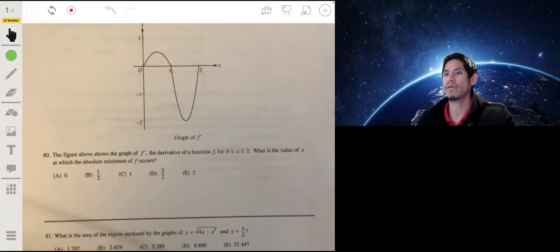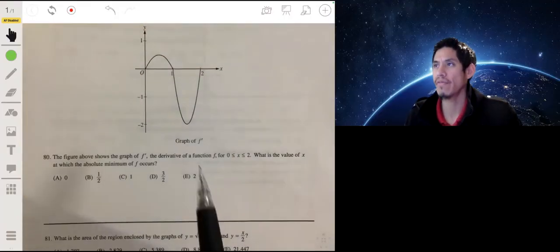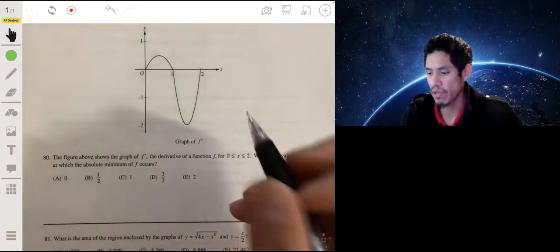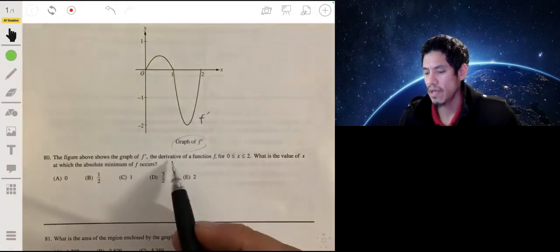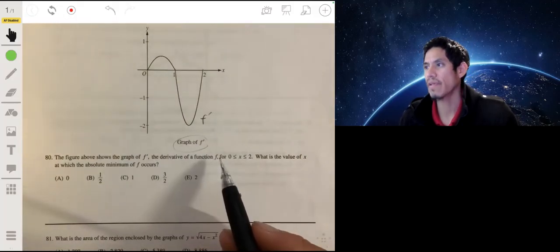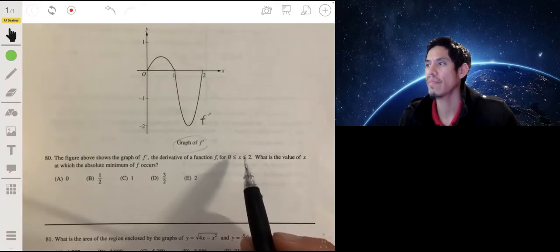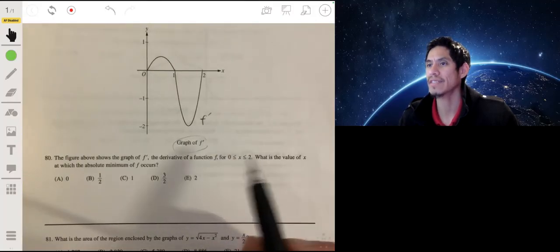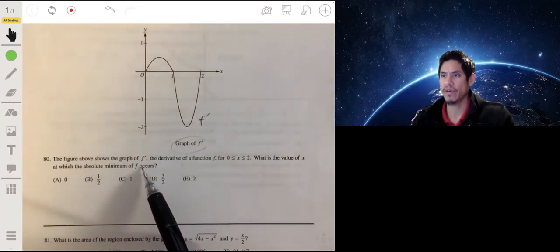Right, number 80. All right, so here we have the graph of f prime. That's going to be the derivative of f for values of x from 0 to 2. So at what value of x does the absolute minimum of f occur?